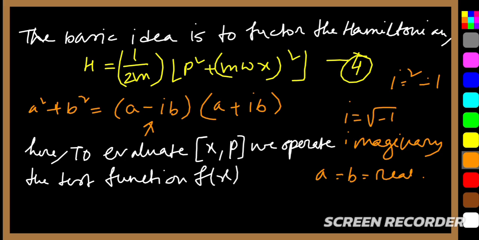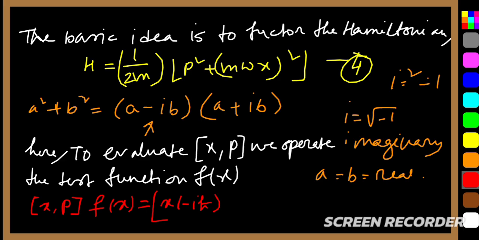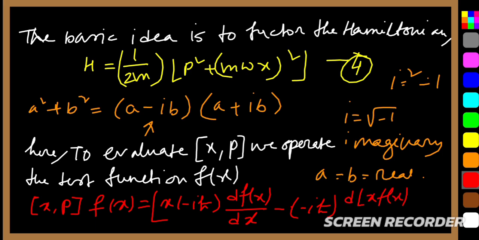x comma p, f of x equal to x minus ih cut, bracket, df of x dx, minus of minus ih cut, dx f of x by dx, third bracket close. This is the fifth equation.